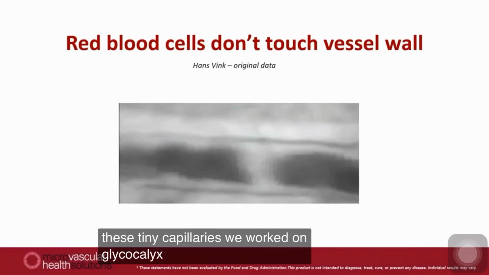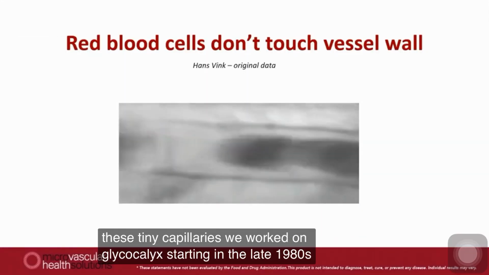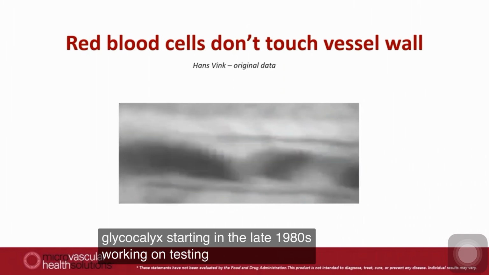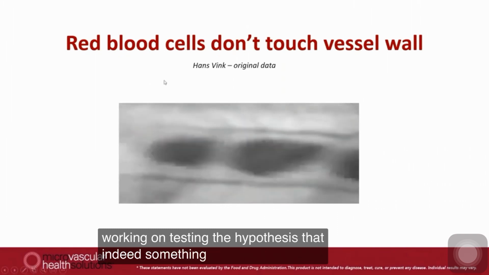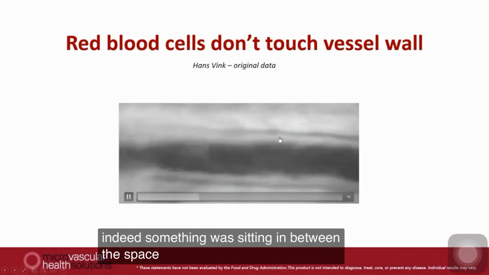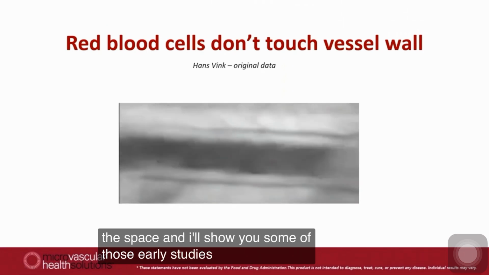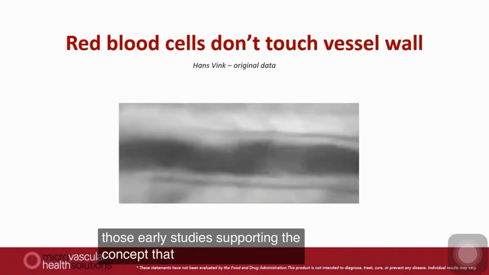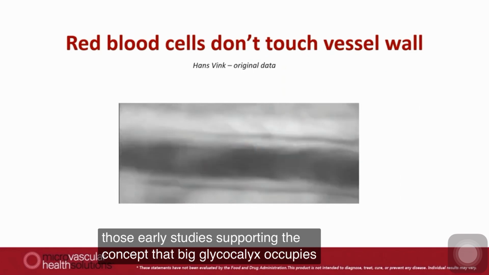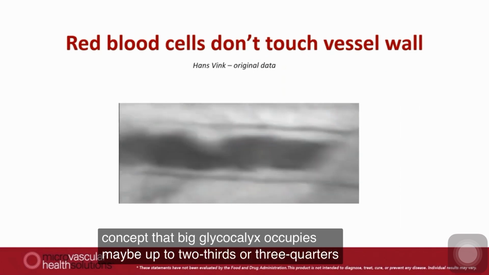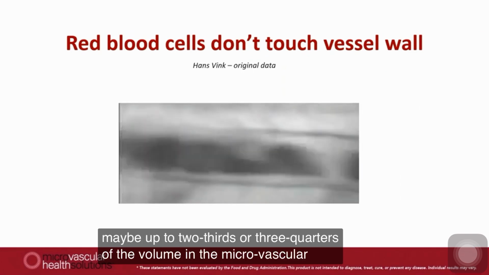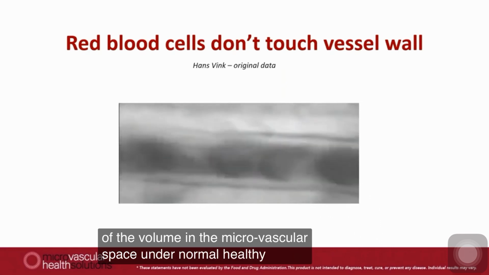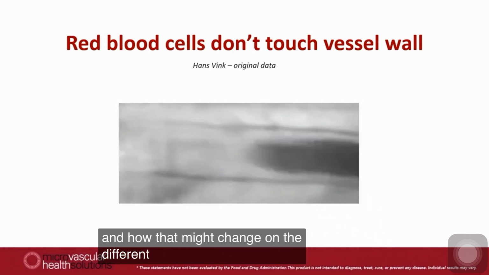We worked on glycocalyx starting in the late 1980s, testing the hypothesis that indeed something was sitting in between this space. And I'll show you some of those early studies supporting the concept that a big glycocalyx occupies maybe up to 2/3 or 3/4 of the volume in the microvascular space under normal healthy conditions, and how that might change under different challenges.